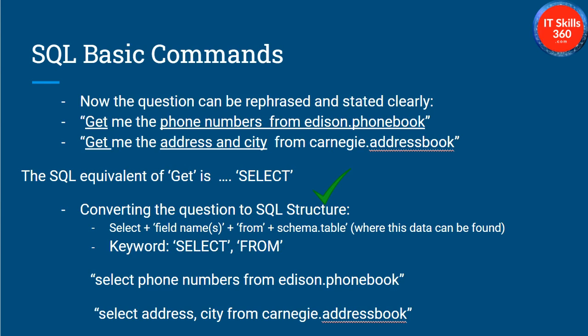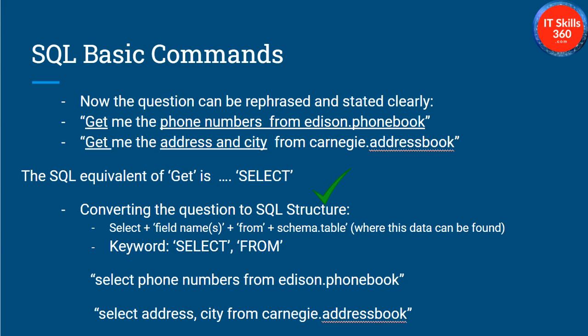That makes it much simpler and clearer to give an instruction to anybody, saying what you need and from where to get it. If we have to convert this question into a command for the computer in the database system, the word get will be replaced with select. Select is the word we are going to use in place of get me. So we'll say select, then the field name, which in this case is phone number, and then we'll say from.